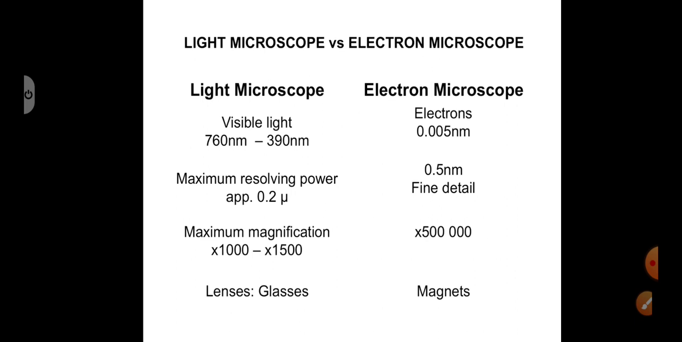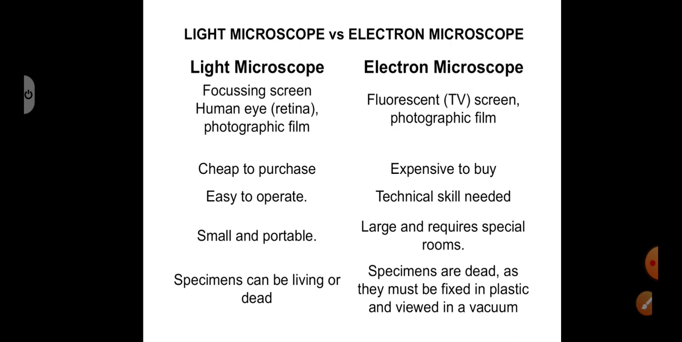The magnification produced by the light microscope is only 1000 times, at the max 1500 times, whereas the electron microscope is 100,000 times. What are the lenses used in the light microscope? Glass lenses, whereas in the electron microscope they are electromagnetic lenses. In the light microscope you can either focus the image on a screen or see with the naked human eye, whereas in the electron microscope you can't see with the naked eye. The image has to fall on the fluorescent screen and you can view it there.